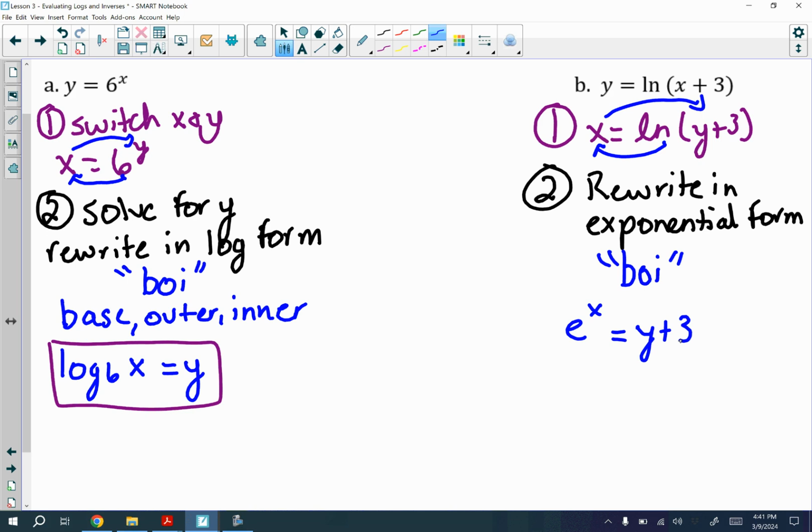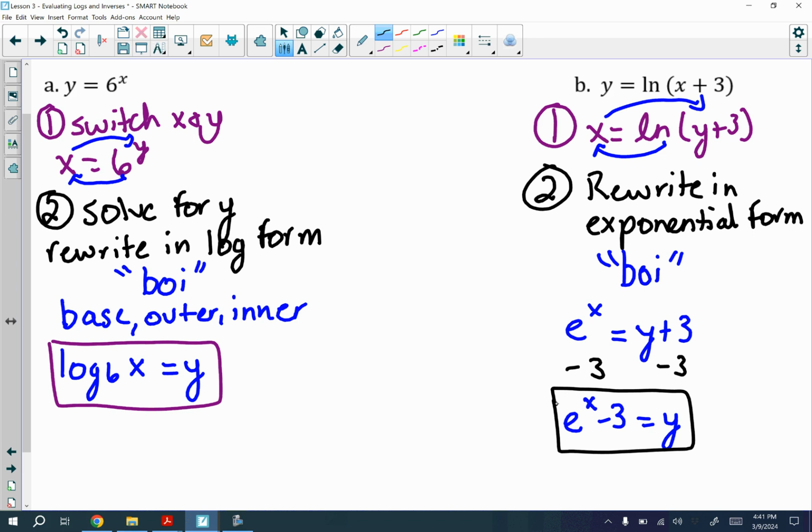Now, remember, we're trying to solve for y. That's always the goal when we're finding the inverse. Now, notice y is not by itself. What I'm going to have to do lastly is subtract 3 from both sides. So then that means I'm going to have e to the x minus 3 equals y. And that's going to be my inverse.